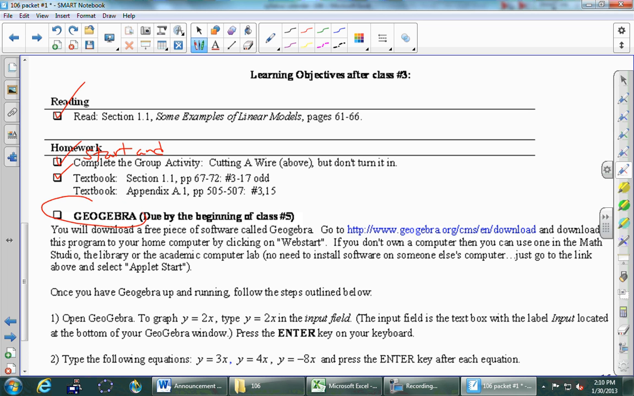But there is this thing called GeoGebra, which has to do with computers. And I just want to point out it is different than the normal assignment. So just give yourself a little bit of time to make sure you have time to do this computer part of the homework, okay?